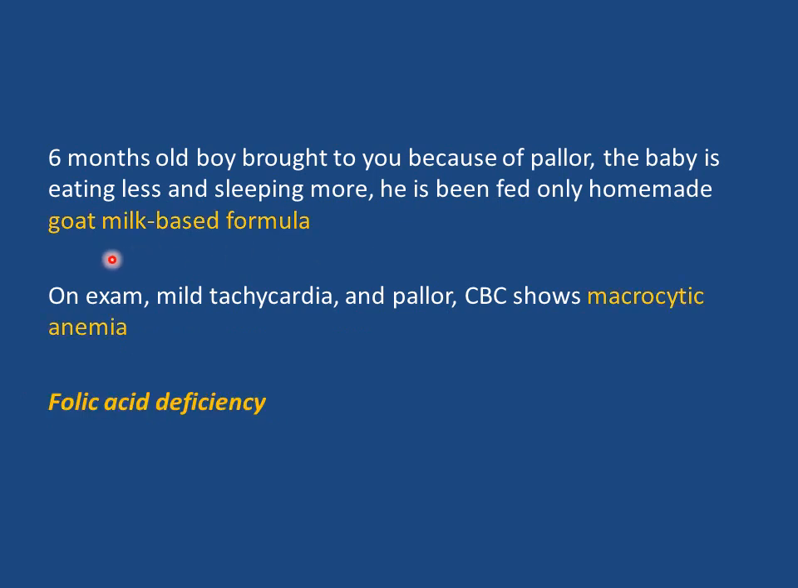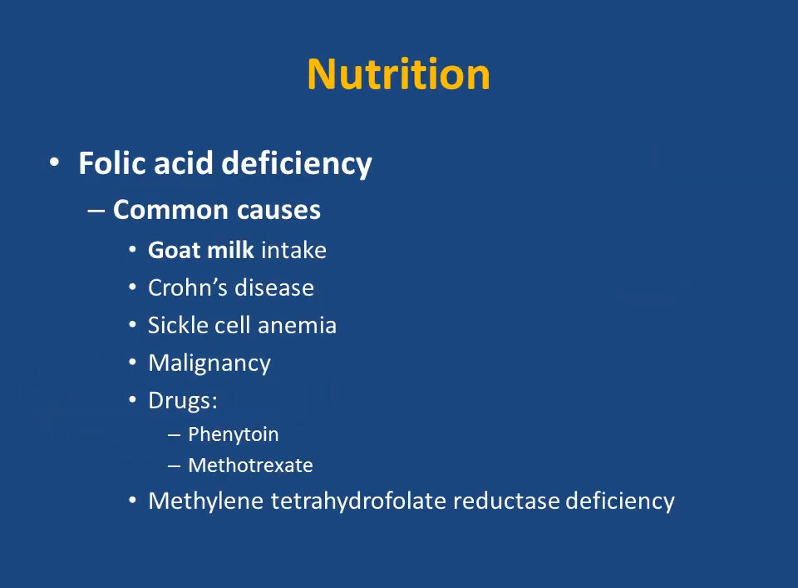The key words in this question are goat milk based formula, macrocytic anemia. Know that goat milk is deficient in folic acid, so the most likely cause is folic acid deficiency. Common causes of folic acid deficiency: goat milk intake, especially in the first year of life, Crohn's disease, sickle cell anemia, malignancy, drugs, for example phenytoin and methotrexate, methylene tetrahydrofolate reductase deficiency.